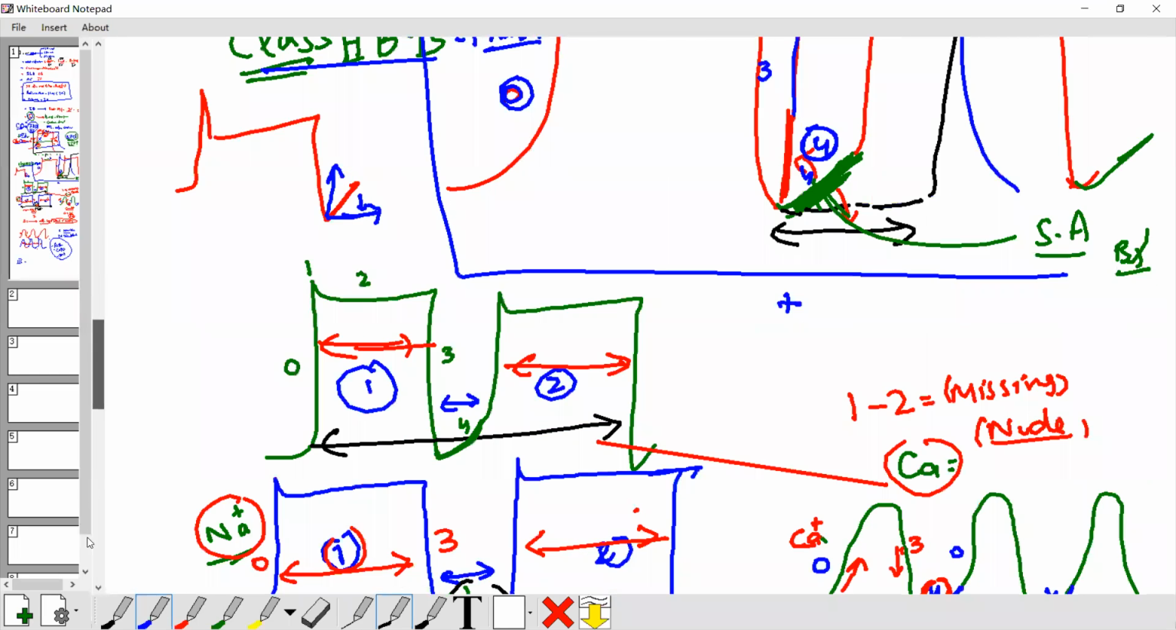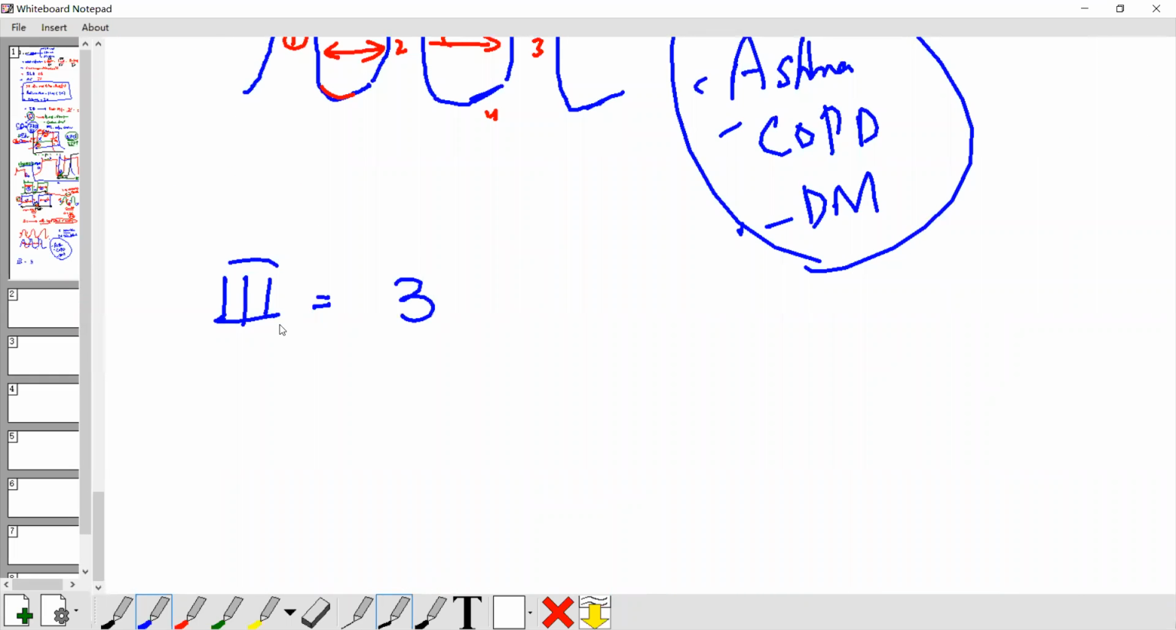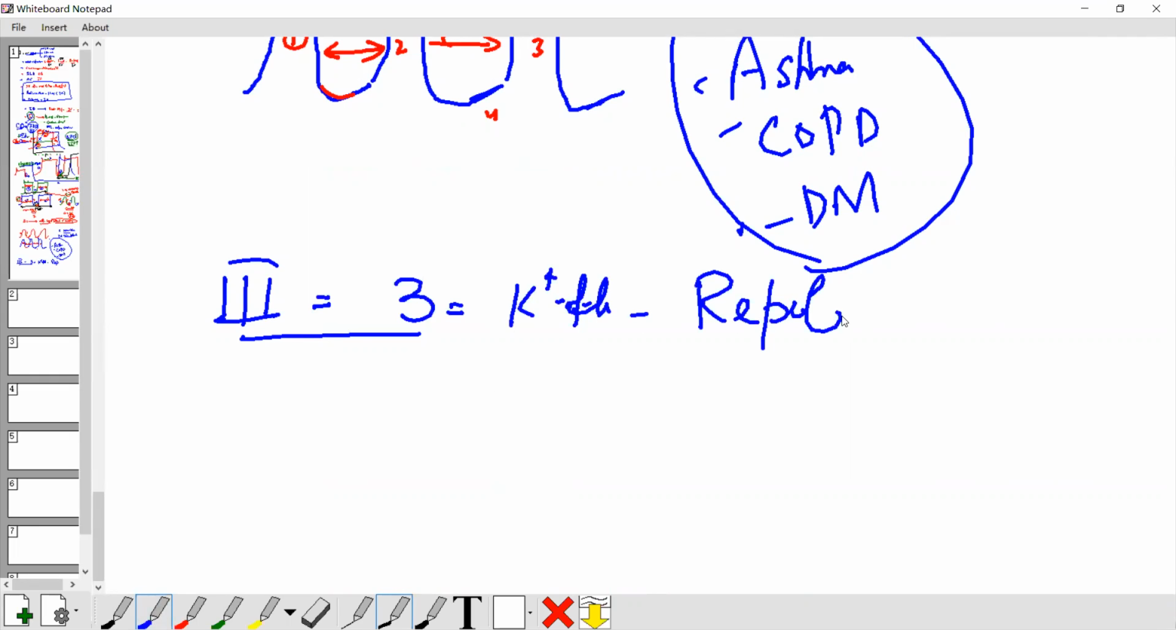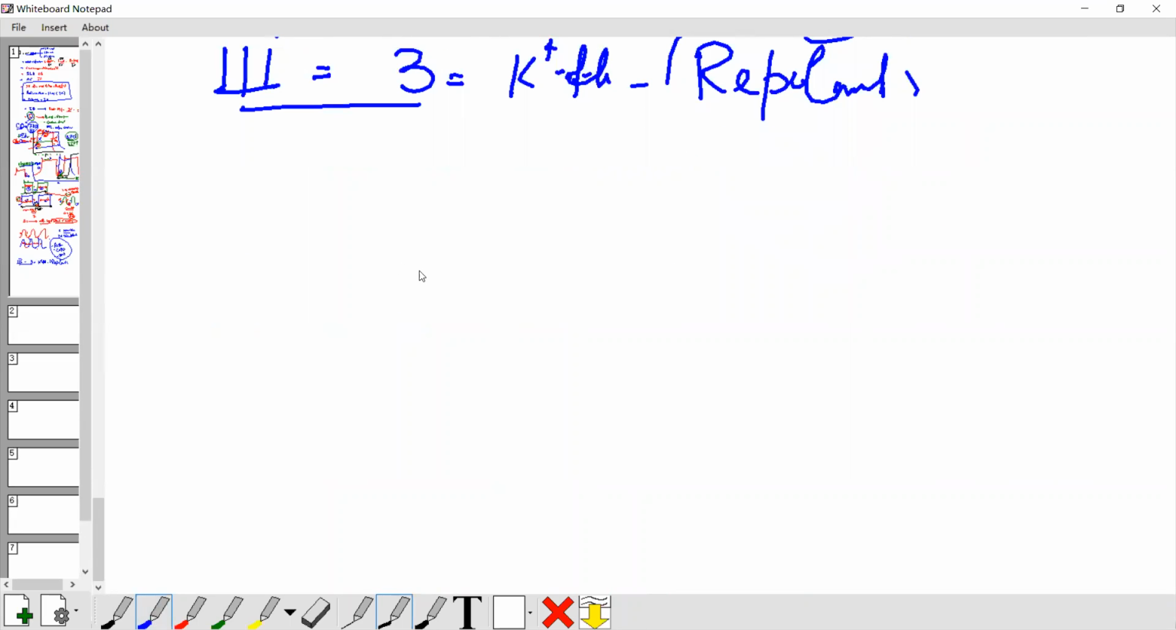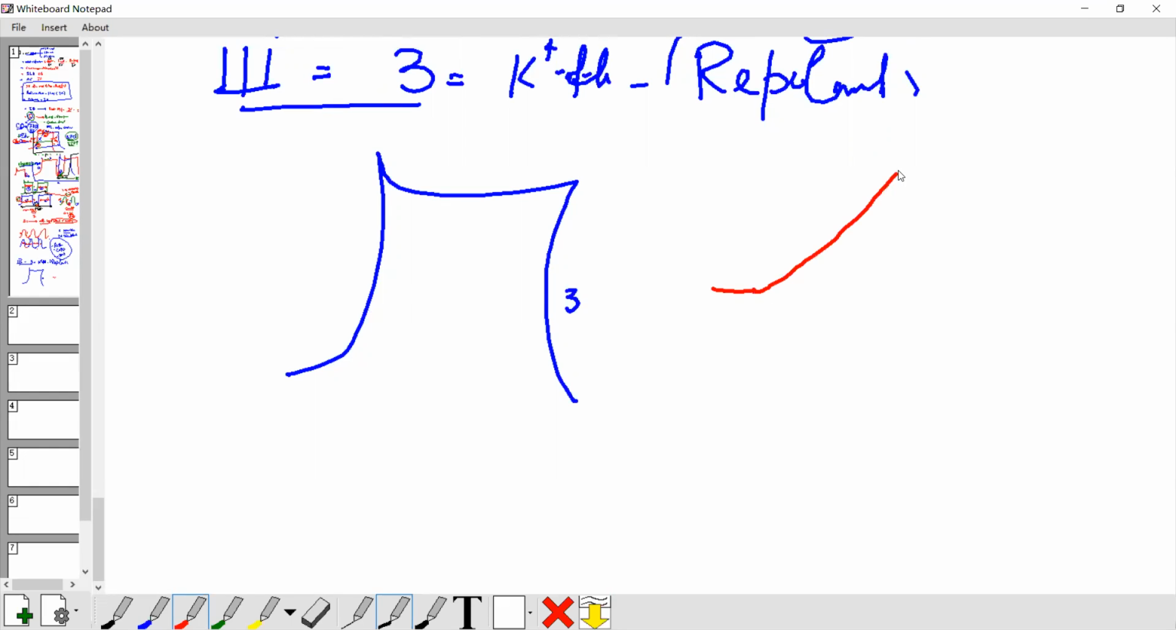How about class 3? Class 3 acts on phase 3. What is phase 3? Phase 3 is your potassium efflux. Potassium efflux means repolarization. What happens in repolarization? The potassium channel opens. This is your phase 3. Before, you saw the picture for the sodium blocker; this is normal. Before, phase 0 was here.